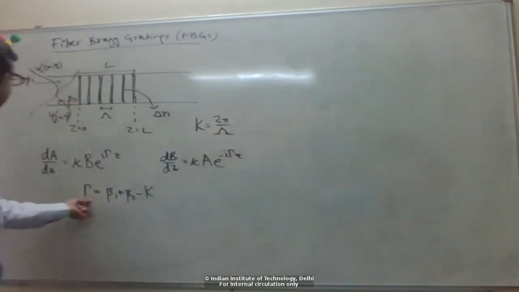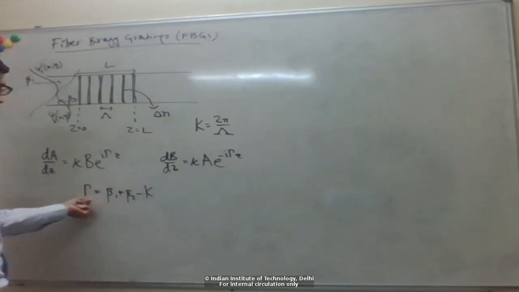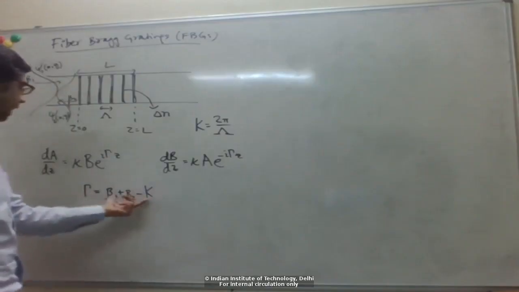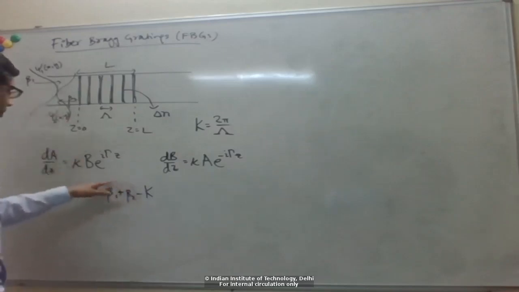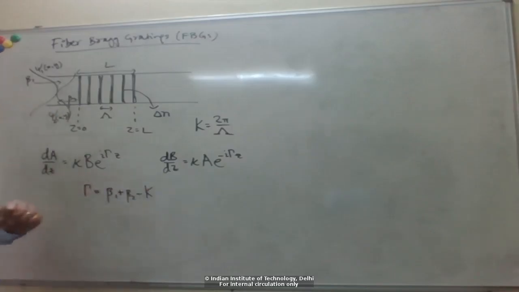So for capital gamma equal to 0, that particular frequency or wavelength will be exactly at the Bragg condition. But in general, we are looking at wavelengths which could be slightly away from the Bragg condition. So capital gamma could be non-zero.